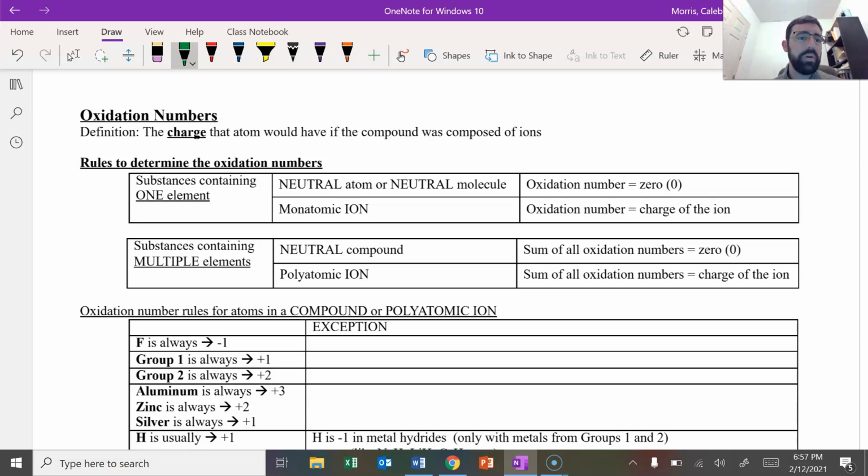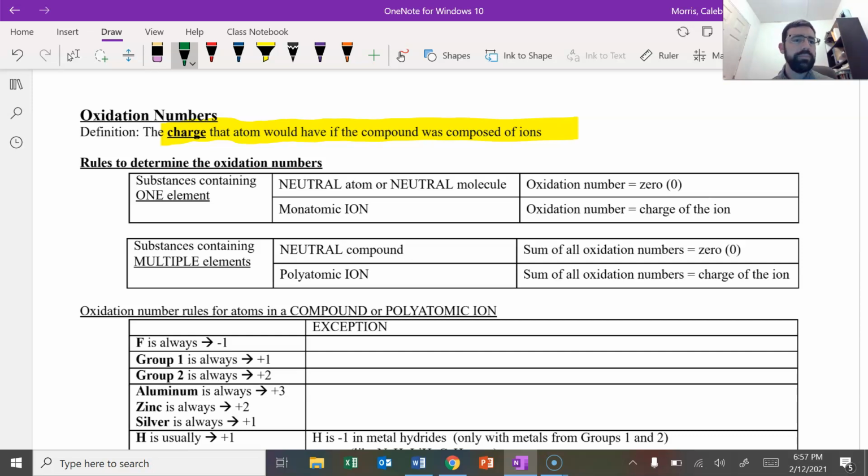The oxidation number really is just the charge that an atom would have if it was composed of ions. So this can be applied whether or not we're talking about an ionic compound. It's the charge that each atom in that compound would have.